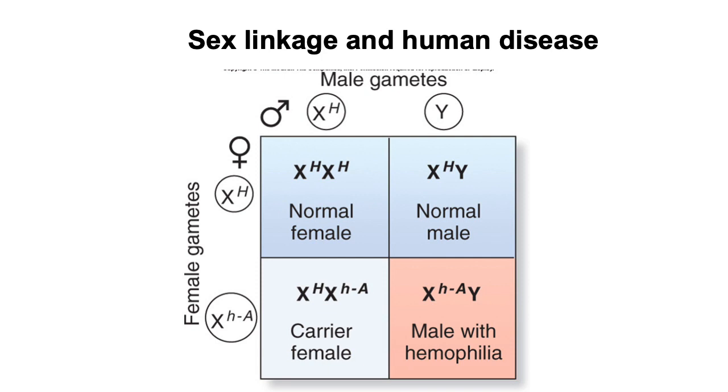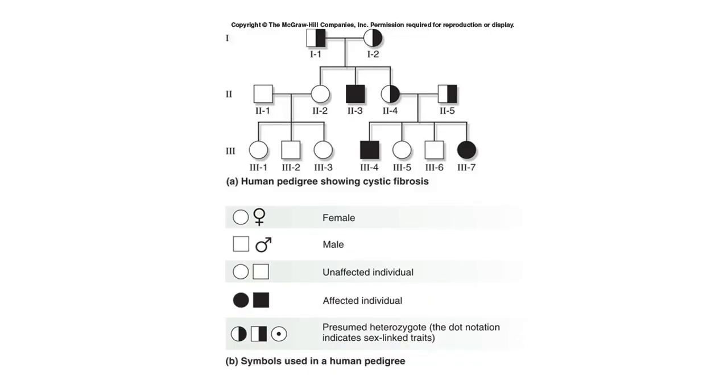There are a number of other examples besides hemophilia. Color blindness is another one that's commonly discussed in genetics, and that one is also associated with the X chromosome. So I want to now move on and talk about pedigrees and how they are used to help us determine the mode of inheritance of certain characteristics or certain disorders.